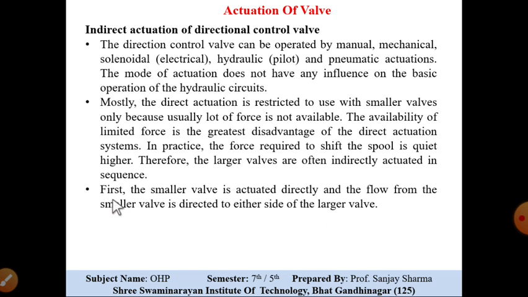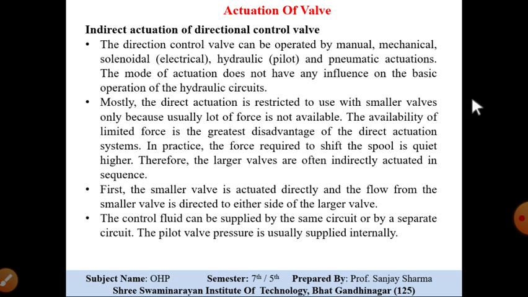So for indirect actuation system, a smaller valve is actuated directly and the flow from that smaller valve is directed to either side of the larger valve. So now the force is being multiplied and very small force is used to actuate very large force. So in the next slide we'll see the diagram of this, how it is being actuated.